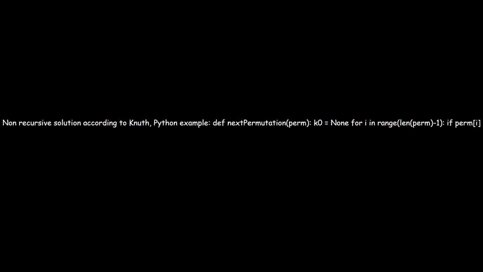Non-recursive solution according to Knuth. Python example. def next_permutation(perm): k0 = None; for i in range(len(perm)-1): if perm[i] < perm[i+1]: k0 = i; if k0 == None: return None; l0 = k0 + 1; for i in range(k0+1, len(perm)): if perm[k0] < perm[i]: l0 = i; perm[k0], perm[l0] = perm[l0], perm[k0]; perm[k0+1:] = reversed(perm[k0+1:]); return perm. perm = list(12345); while perm: print(perm); perm = next_permutation(perm).